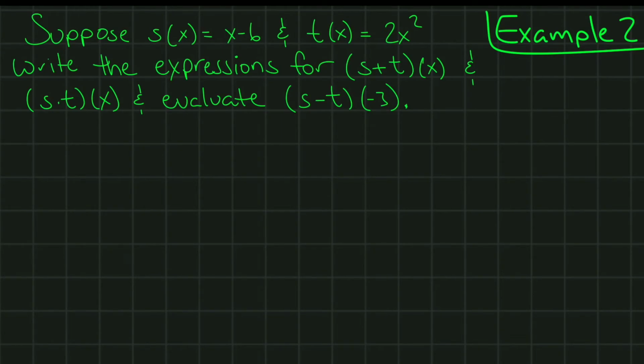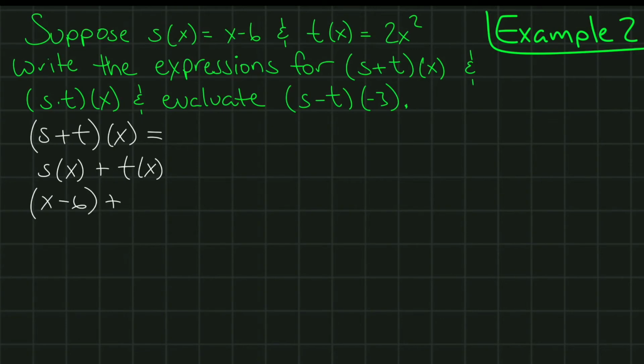So first we have s plus t of x. That is the same thing as s of x plus t of x. So we have x minus 6 plus 2x squared. So that would be 2x squared plus x minus 6. The end.